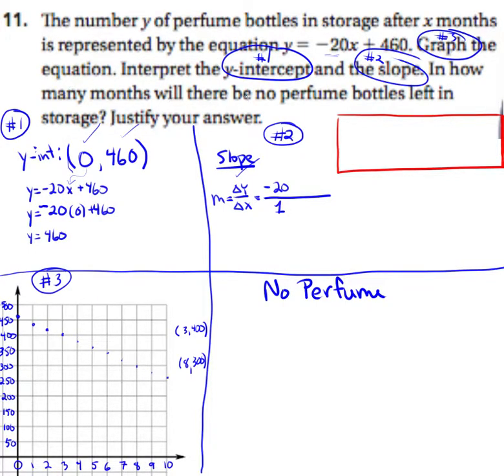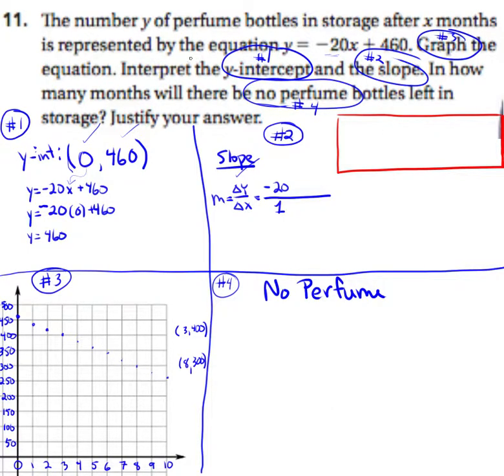But how many months will there be no perfume? So the no perfume is kind of what popped out. So I'm going to call that section number 4. And notice that I wrote down no perfume. So when I get there, I'll have that information right there. So now I'm going to go to the interpreting.